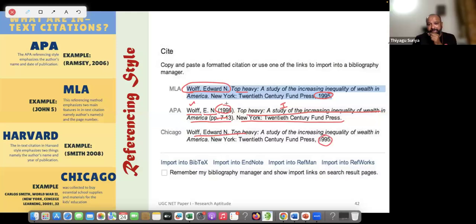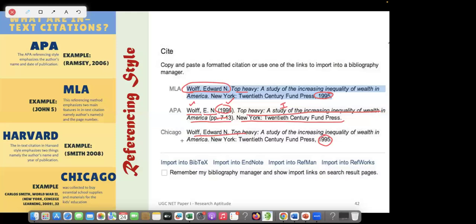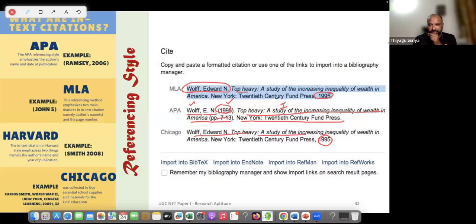Only in APA does the year come after the name. But in the MLA format, the year comes at the end only. Then other things are the same: the article title, I mean the book title, as well as the publisher name. It comes the same like this.